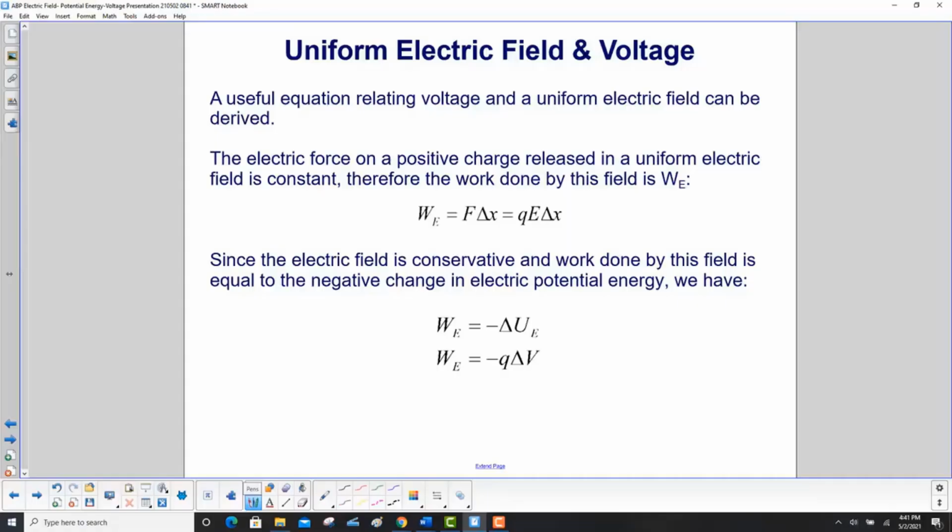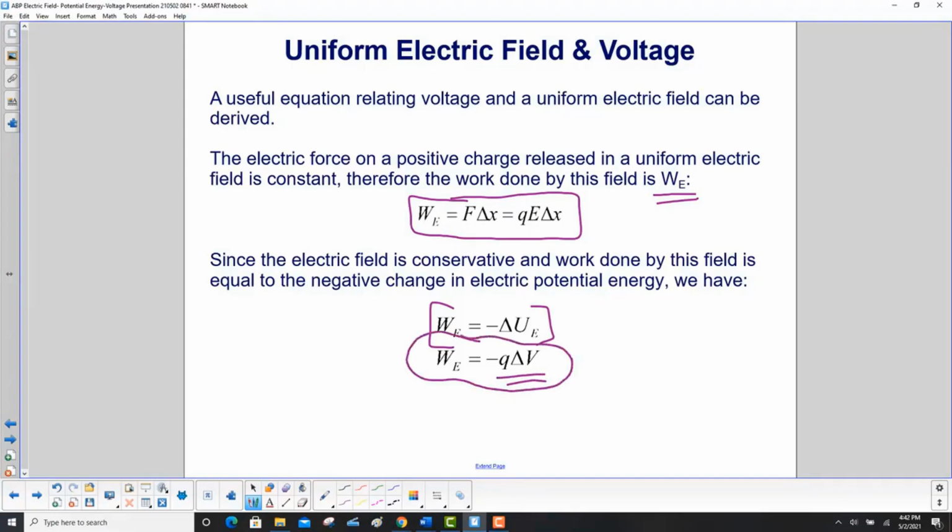A useful equation relating voltage in a uniform electric field can be derived. The electric force on a positive charge released in a uniform electric field is constant. Therefore, the work done by this field is W_E, and E stands for electric field this time, not external. External would be EXT. So the work is F delta X, and the force is just QE, so W = QE delta X. Since the electric field is conservative, the work done by this field is equal to the negative change in electric potential energy, so we have this expression here. And then, what's delta U_E? Why, that's Q delta V.